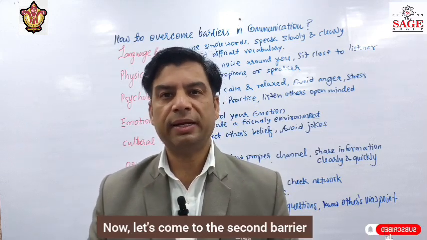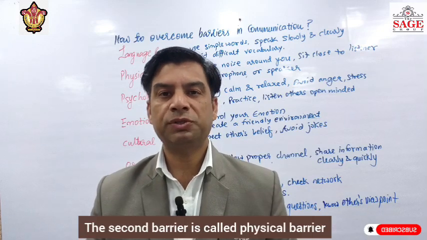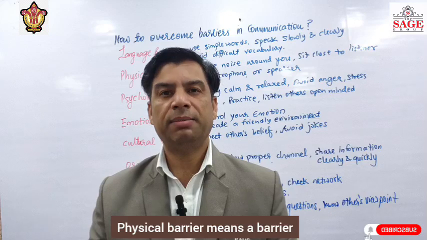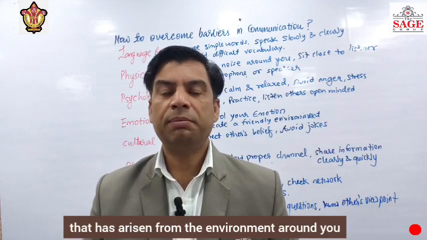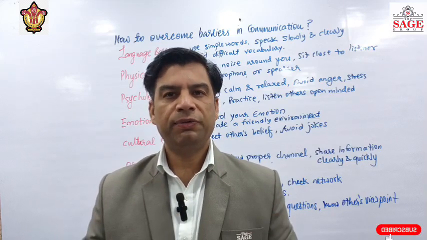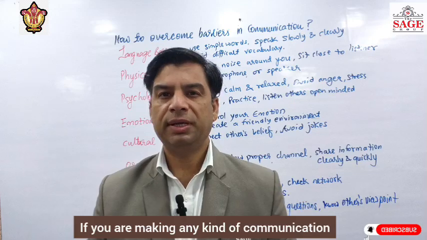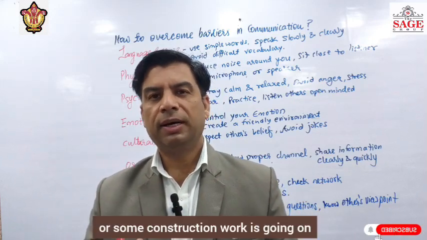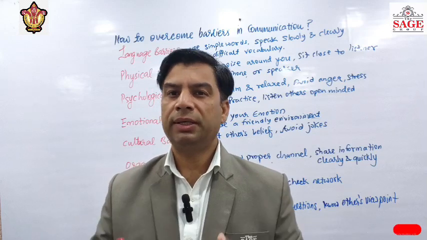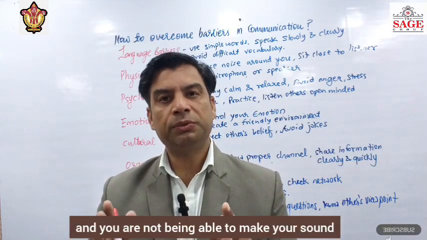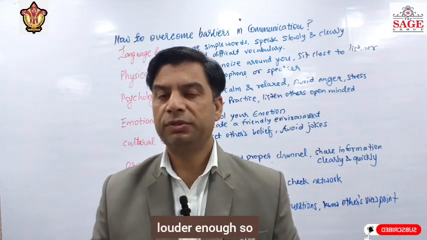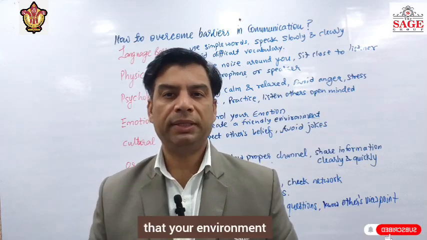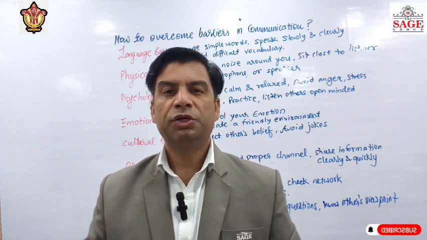Now let's come to the second barrier. The second barrier is called the physical barrier. फिजिकल बैरियर का मतलब होता है ऐसा बैरियर जो आपके आसपास के माहौल से उत्पन्न हुआ हो. If you are making any kind of communication and if there is too much noise outside or some construction work is going on and you are not able to make your sound loud enough so that your listener can listen, in this case, make sure कि आपका environment, आपका atmosphere आसपास का शांत हो.